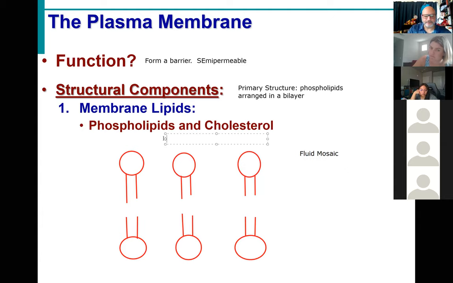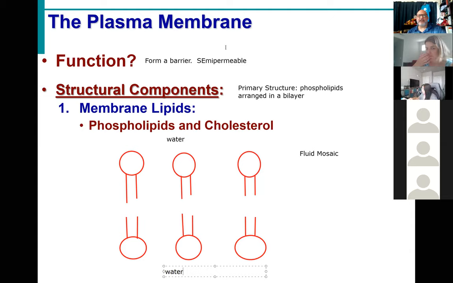up here and the heads are attracted to that, and there is water down here and the heads are attracted to that. And those tails don't like water, so they point inward. It is the hydrophobic and hydrophilic characteristics that allow these to form this orientation. But once they form this, they don't just stay here.